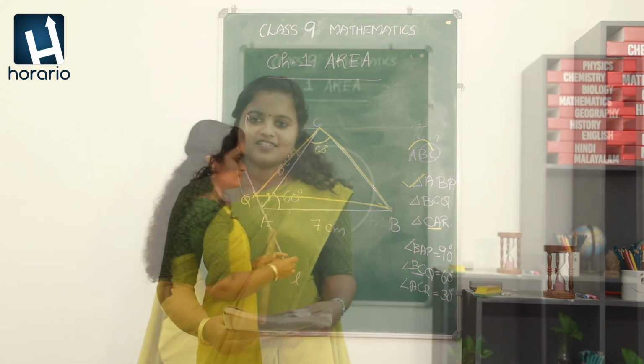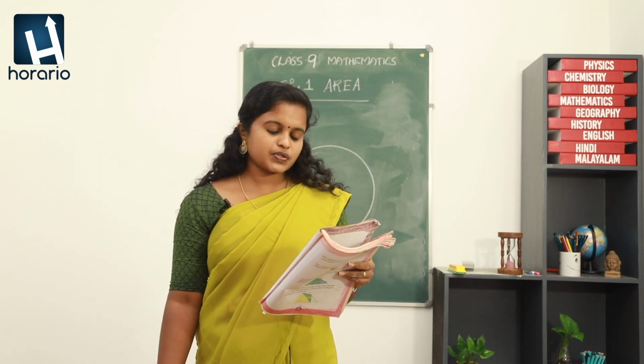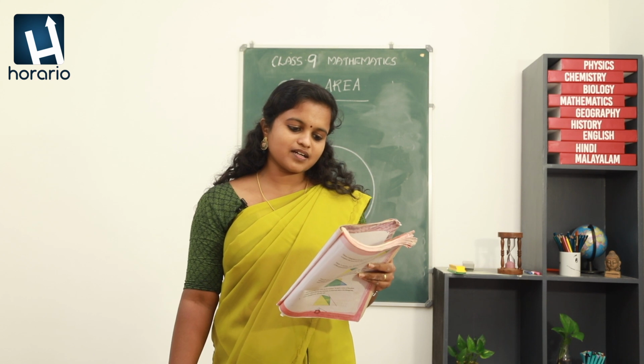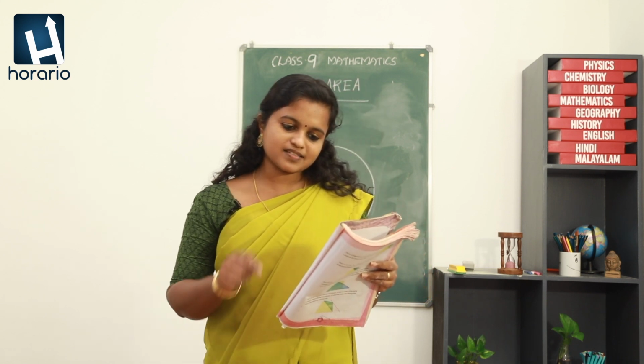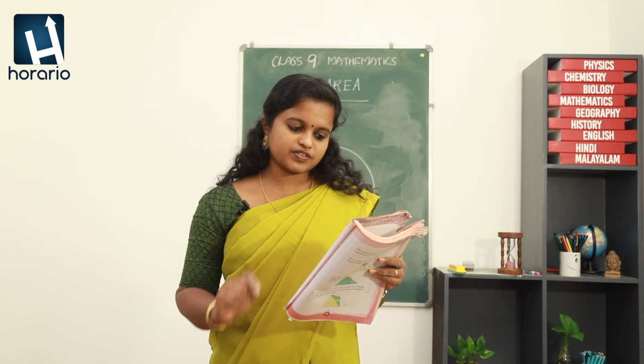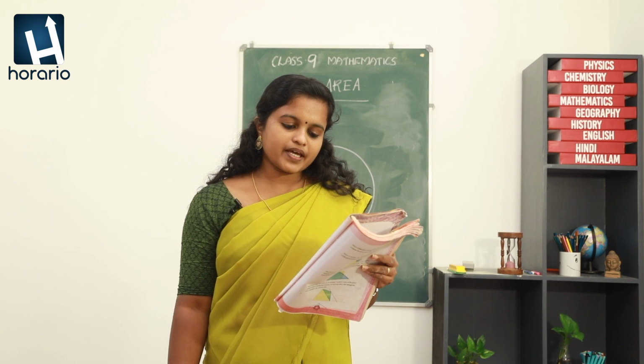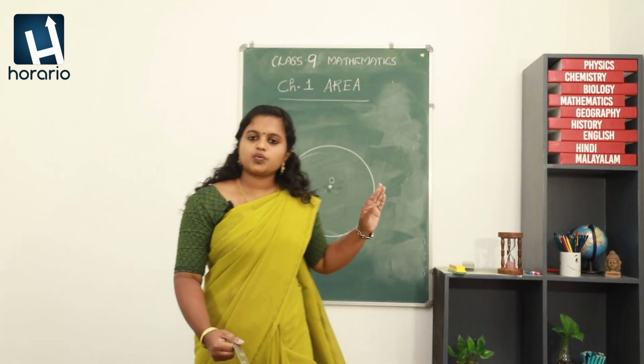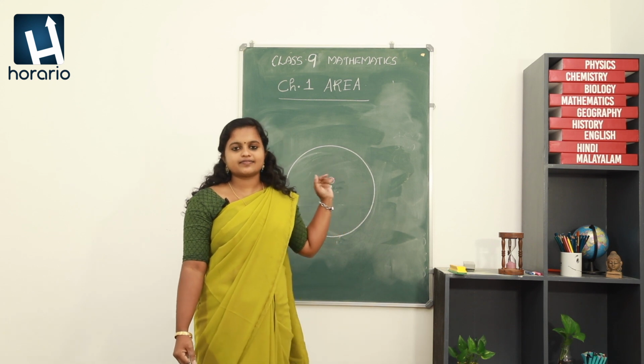Okay, so take the third problem on page number 12. The question is, draw a circle and a triangle with one vertex at the center of the circle, and the other two on the circle. Draw another triangle of the same area with all three vertices on the circle. So I hope the question is clear. So first of all, we are going to draw a circle as well as a triangle.